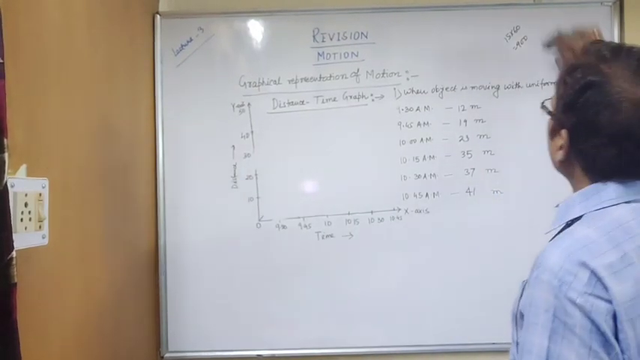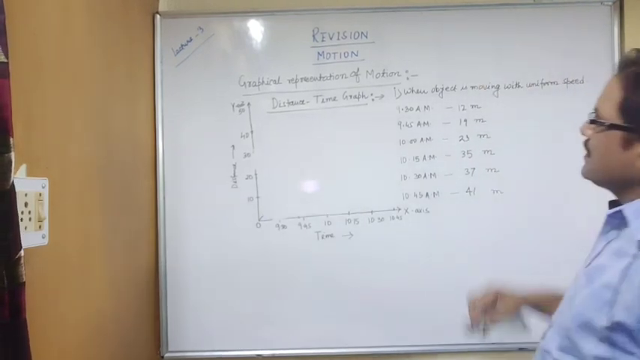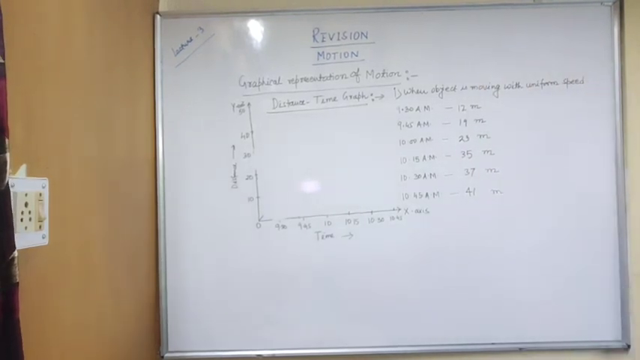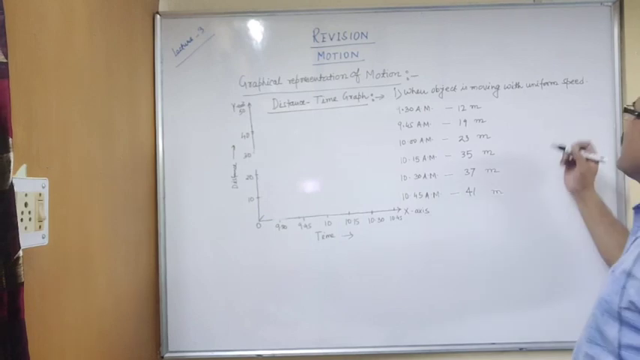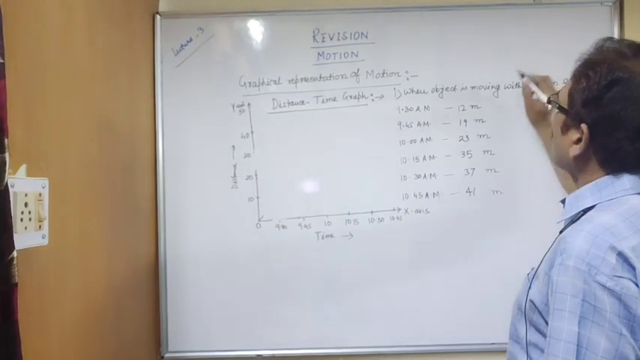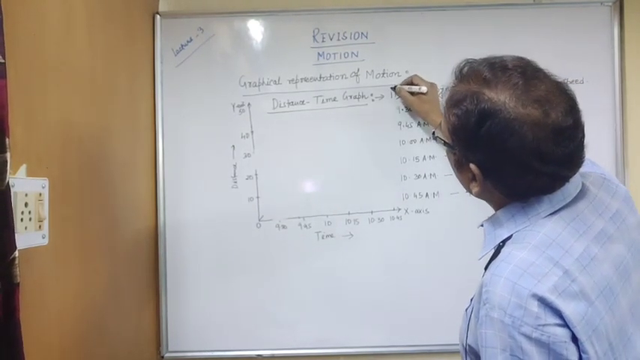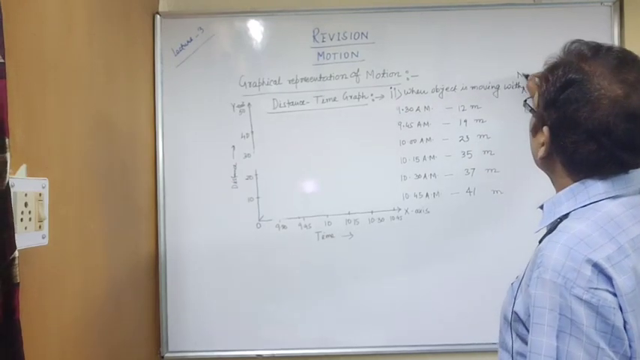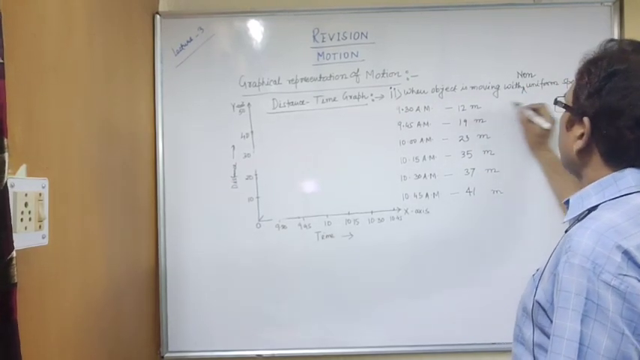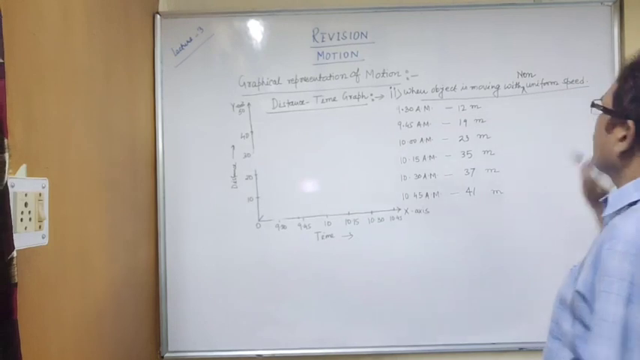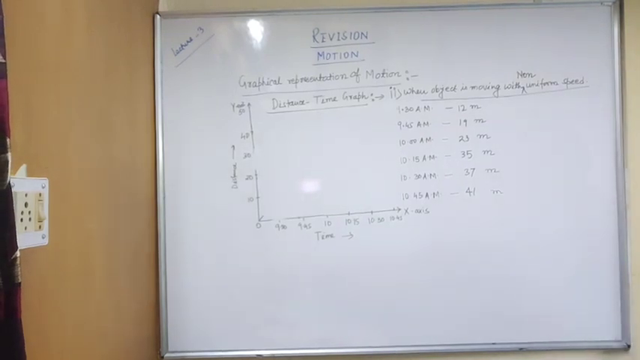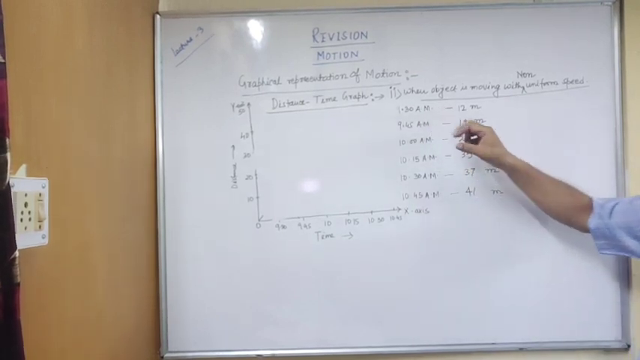Now we will draw a distance time graph for this data, when the object is moving with non-uniform speed. This is the second one. First one was when the object is moving with uniform speed. Now here, non-uniform speed. Why non-uniform? Because time intervals are fixed.